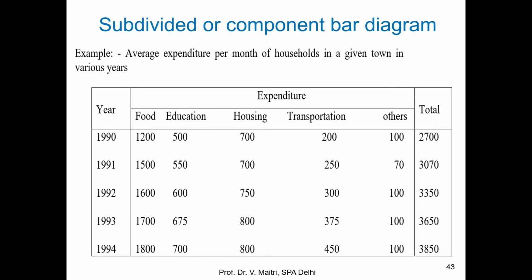I want to see whether their expenditure has increased or not. If the expenditure has increased, in which field has it increased? That is the conclusion I want to draw: in which area people are now spending more money. So in the different years, over the five years, how are the changes coming in that particular town?